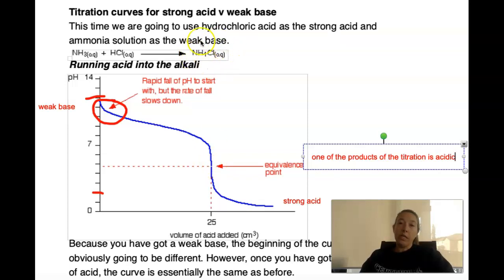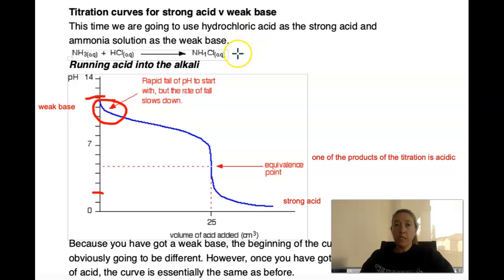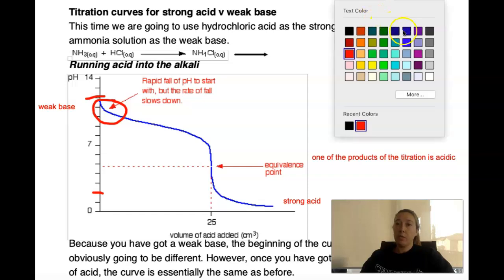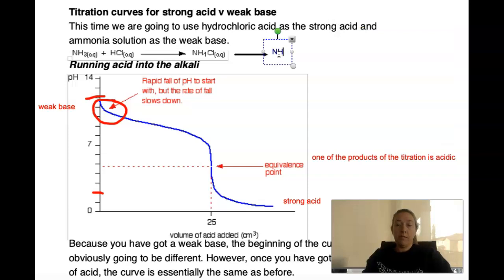So if we look at this, we produced ammonium chloride. Ammonium chloride is an ionic compound, right? When we think about ionic compounds, they dissociate when we put them into solution. So this is going to break apart to give me an ammonium ion as well as a chloride ion. So one of these must be acidic.